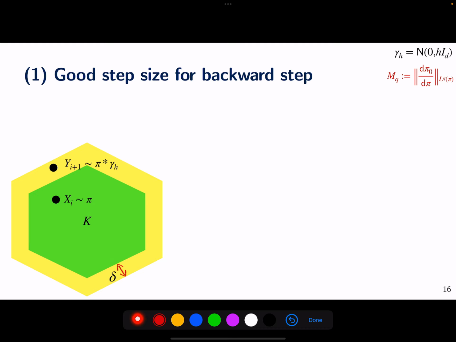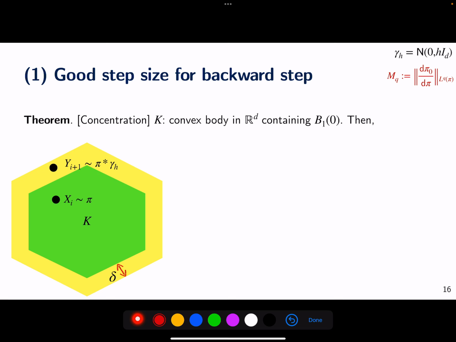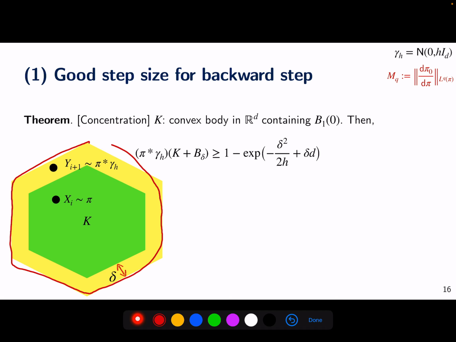And then let me explain why we should take h to be 1 over d squared to make sure the backward step can be done in O(1) many steps. The main important result here is a concentration result. K is a convex body in R^d containing the unit ball inside. Then what we know about phi convolved with a Gaussian is this. K plus B_delta, where B_delta is a ball of radius delta, is basically this region.